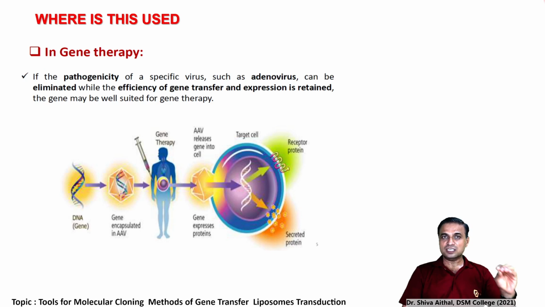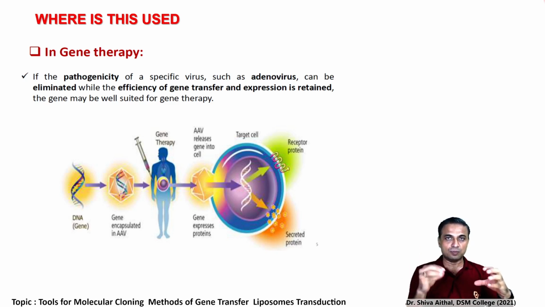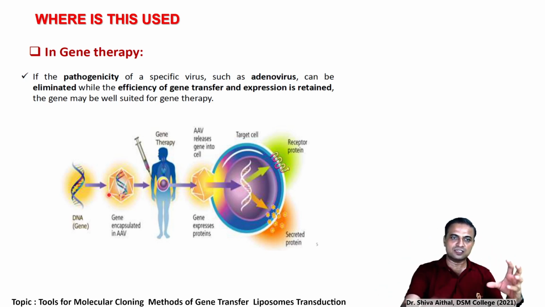If the pathogenicity of viruses like adenovirus or retrovirus can be eliminated and the efficiency of gene transfer and expression is retained, so it does not cause a disease, but its capacity to multiply and infect remains. Infect in the sense not that type of infection which takes place in disease formation, but an infection where only DNA will be released into the target cells. Then this is suited for gene therapy. So your gene of interest is encapsulated or packed inside a virus. While packaging, virulent genes are removed and the gene of interest is added.